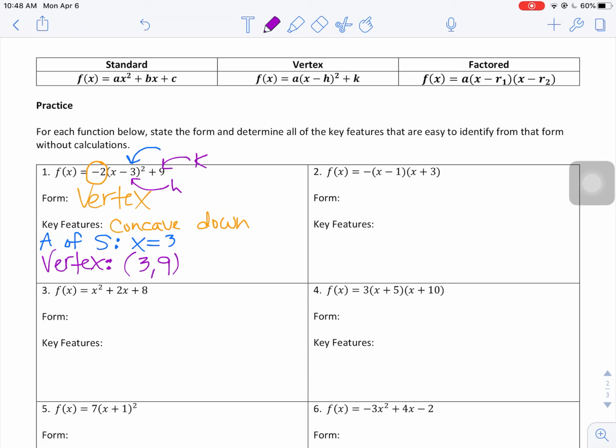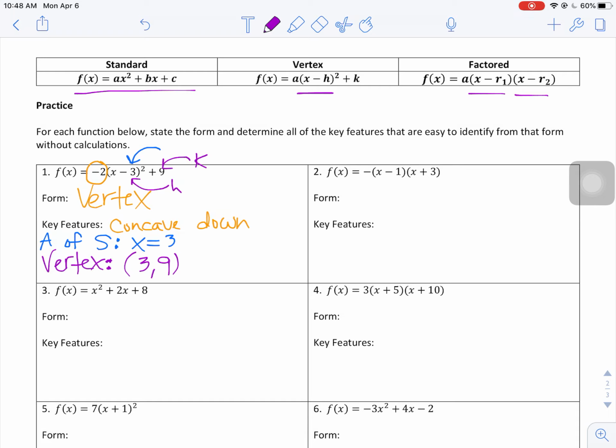Just a little before you pause the video and try all of these, just a reminder. So standard form is no parentheses. Vertex form, one set of parentheses being squared. Super easy to find the vertex. That's why it's called vertex form. And then factored form is your two sets of parentheses being multiplied together. And when you look at it, it's a trinomial that has already been factored. So that's why it's called factored form. It's a trinomial that has already been factored for us. So try the rest of these.